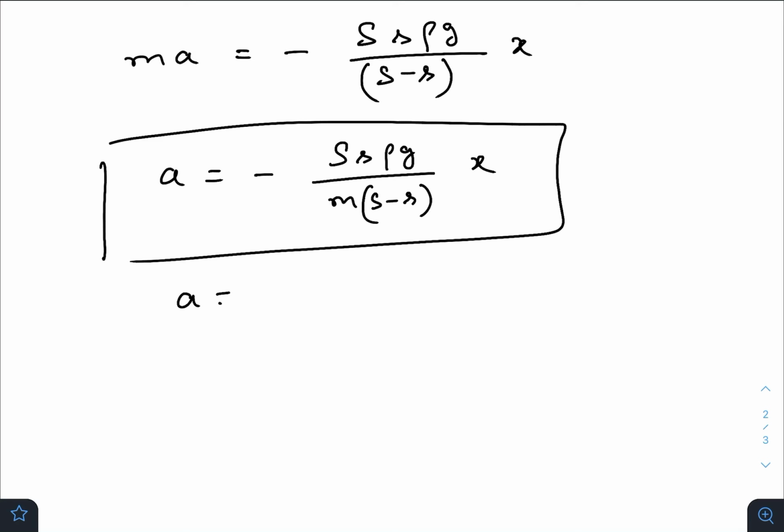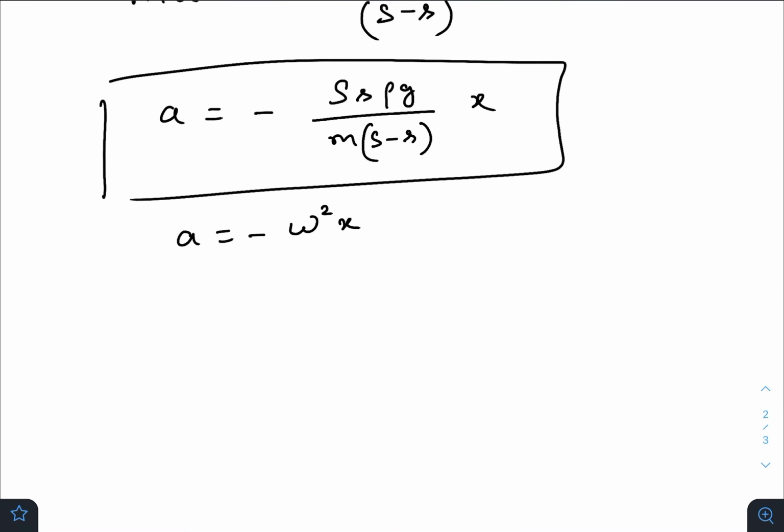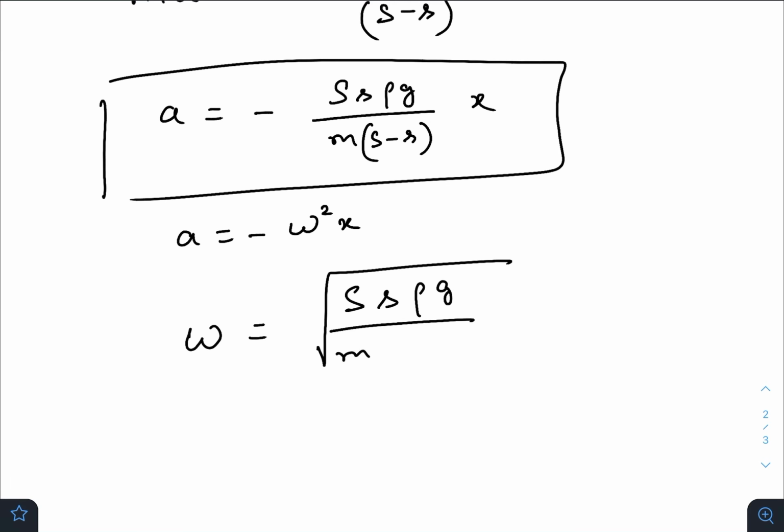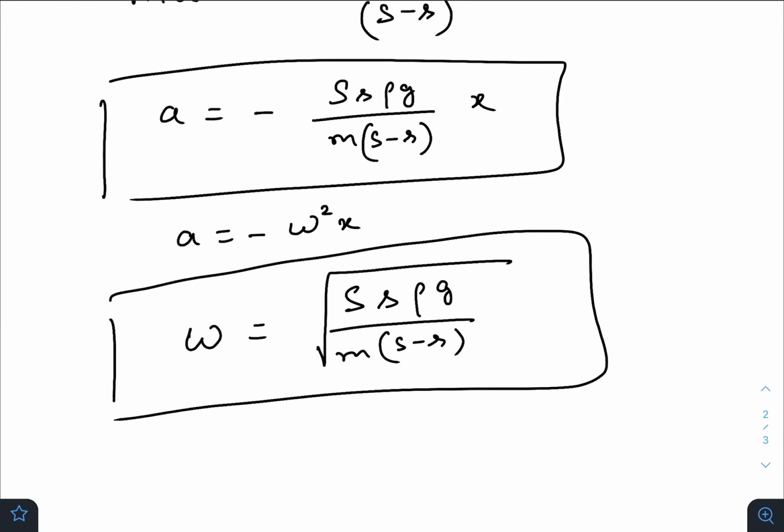So if we compare this with our traditional form of acceleration for a particle performing simple harmonic motion, where omega represents the angular frequency, our final result would be root over rho g divided by m times capital S minus small s. So this will be our final result.